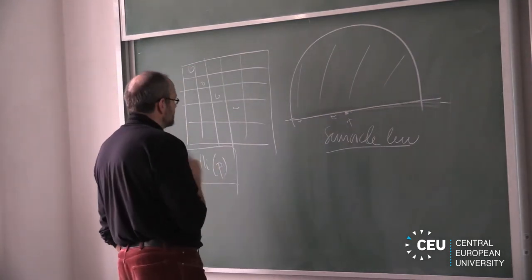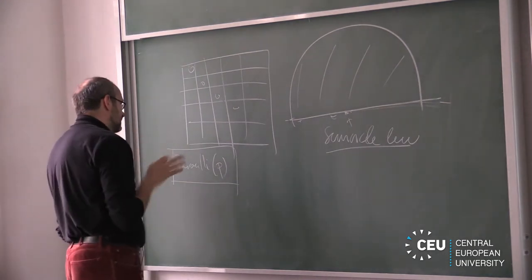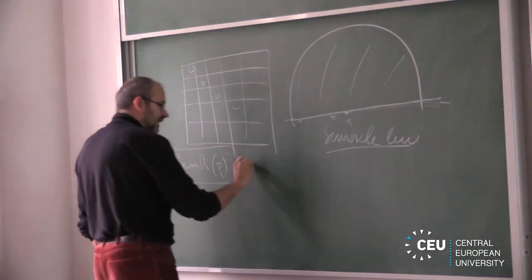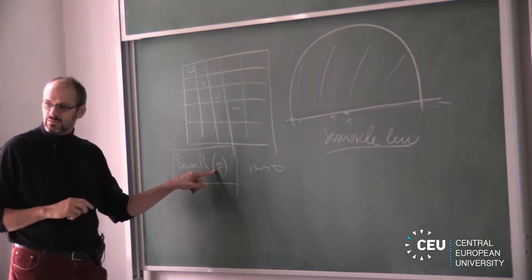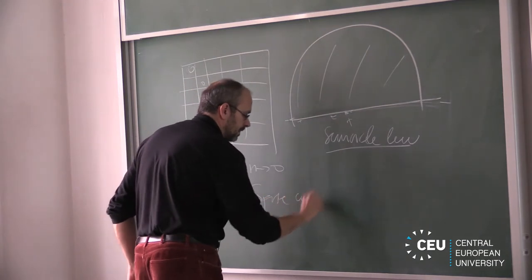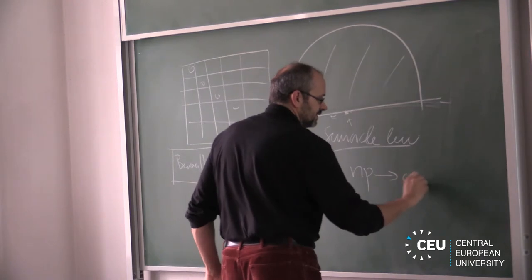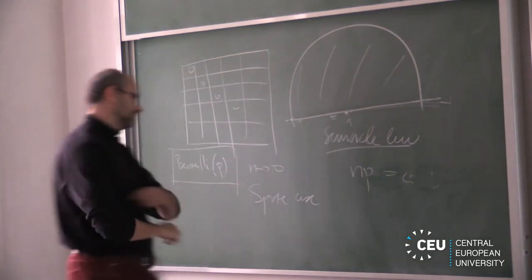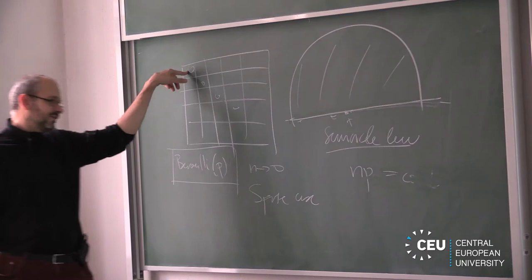But the frontier of things now is a certain specific case of Erdős Rényi graphs, where n goes to infinity, so the size of the matrix goes to infinity, and p goes to zero. This is the sparse case. The idea is that n times p goes to some constant, or could even be equal to a constant c. What does this mean? It means that each vertex has on average c neighbors.